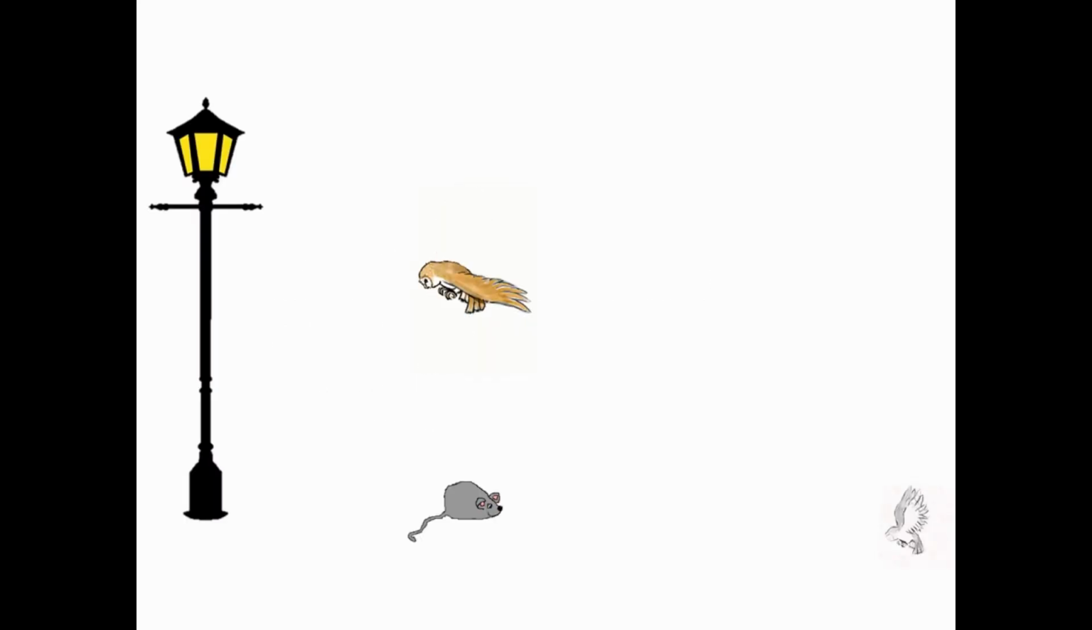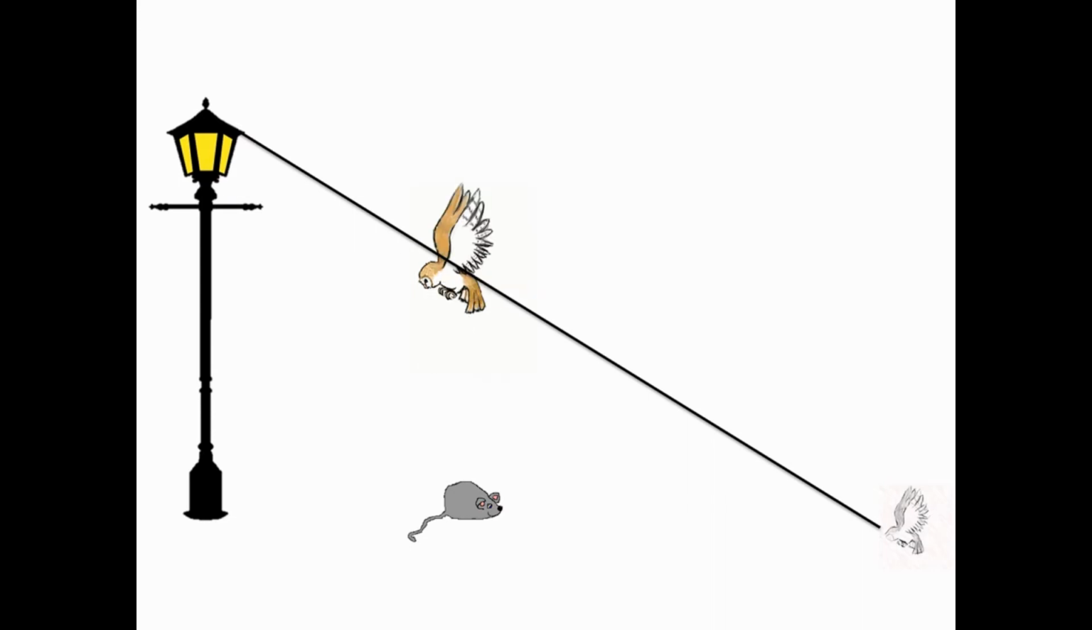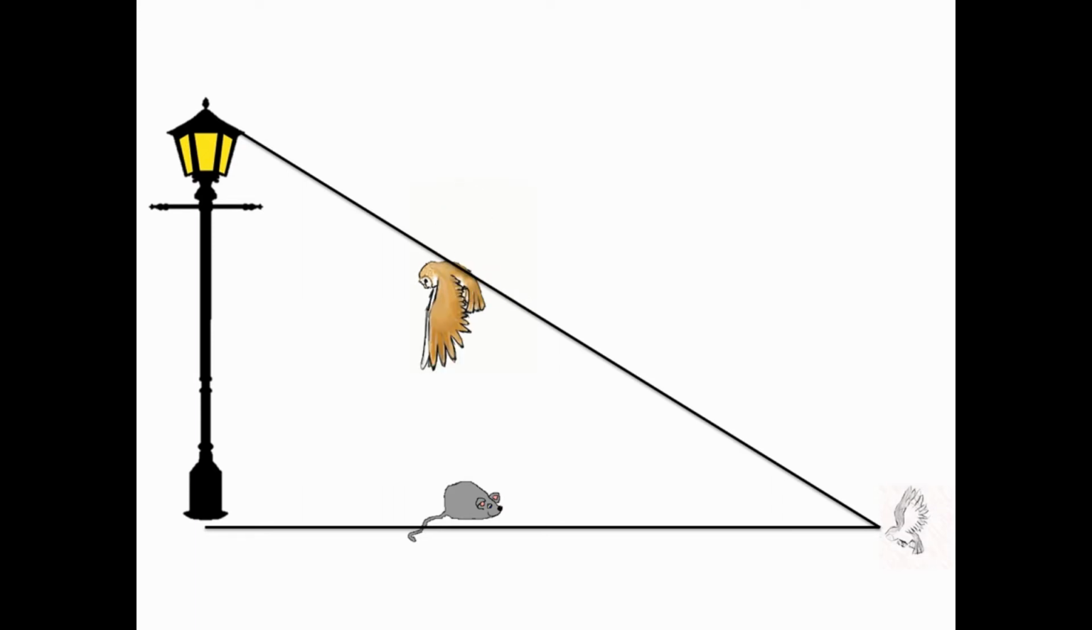So together, let's solve the problem. The light from the lamppost is blocked by the owl, which made a shadow behind it. If you draw a straight line from the source of light through the owl until it hits the ground, you get the location of the shadow. If you draw lines from the base of the lamppost through the mouse to the shadow, you can get a right triangle. So let's assign some variables. The distance between the mouse and the owl will be the letter y, and the distance between the mouse and the shadow will be the letter x.